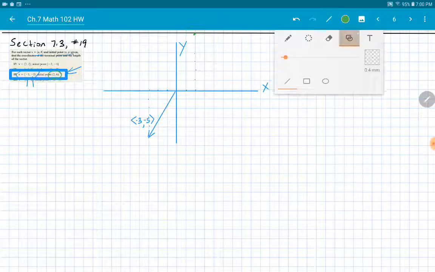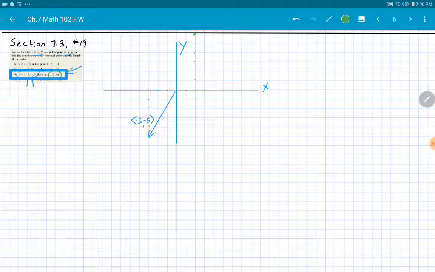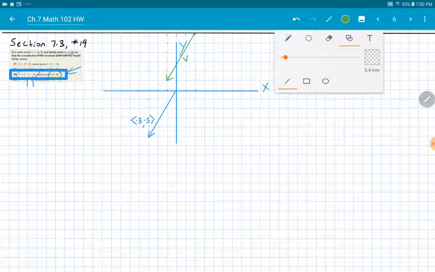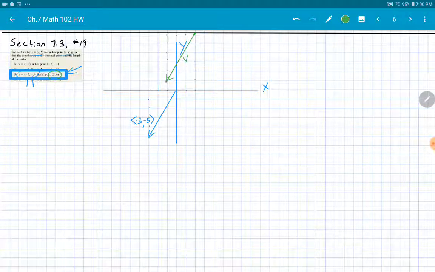So let me get a straight line tool. The horizontal component was -3, so I go back -3, 1, 2, 3. And then -5 for the vertical, so that's 1, 2, 3, 4, 5. And that gives me V. So that's vector V. I can see on the graph that this terminal point is x is -1, y is 1. So I can answer that question graphically, but I don't actually have to do the graph.